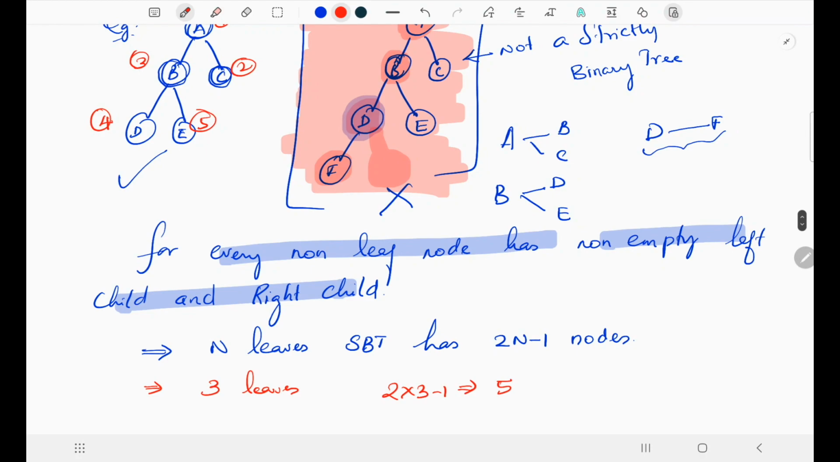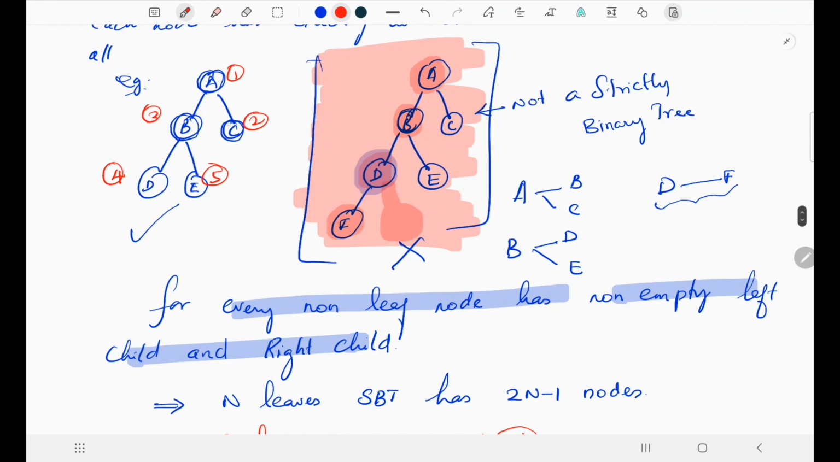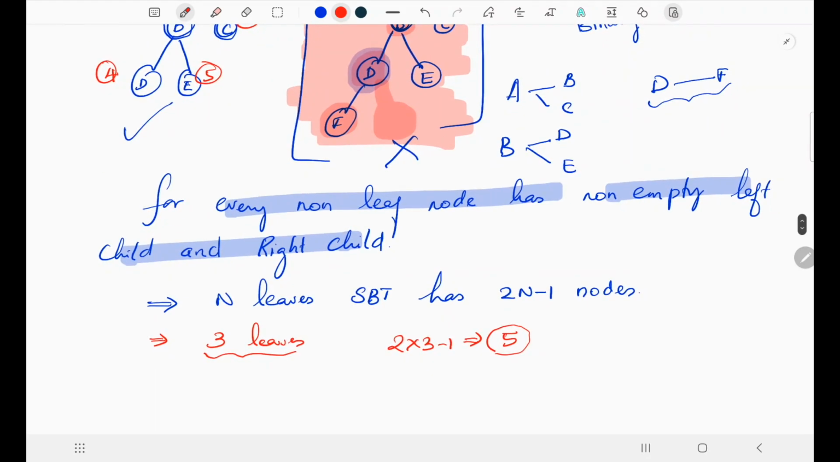So if we have the number of leaves in a strictly binary tree, we can calculate the total number of nodes available in the binary tree. This is a very small tree, we can count 1, 2, 3. If we have a very large tree, it is difficult to count. So in this case, we need to use a formula, and one of the properties is that n leaves contain 2n minus 1 nodes.